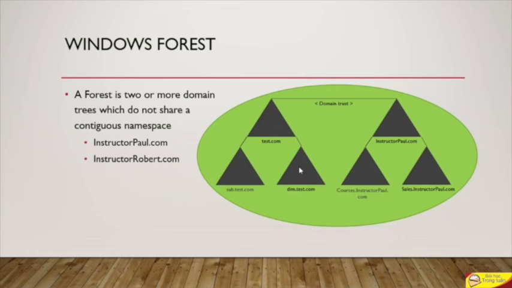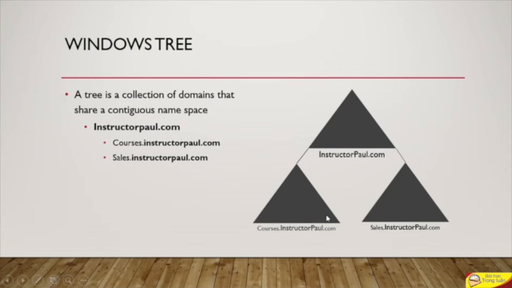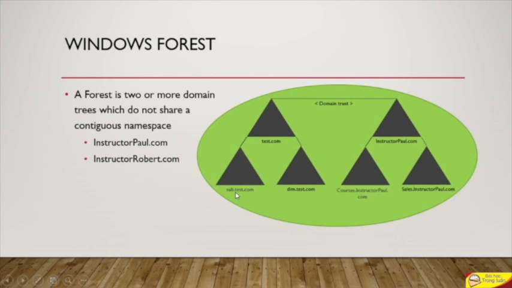Anyways, so these 3 are a tree, because if I go back to the other slide really fast, here we can see this is what a tree looks like. They're sharing a contiguous namespace, right? So these are all sharing contiguous namespace. This is a tree. And then we have my tree over here, instructorpaul.com, courses, and sales.instructorpaul.com. And these 2 trees are connected by a domain trust. Now, whenever you have 2 trees in the IT world, that constitutes a forest. Of course, you wouldn't go outside and see 2 trees in the middle of a field and say, oh, there's a forest over there. But in the IT world, 2 trees do constitute a forest.